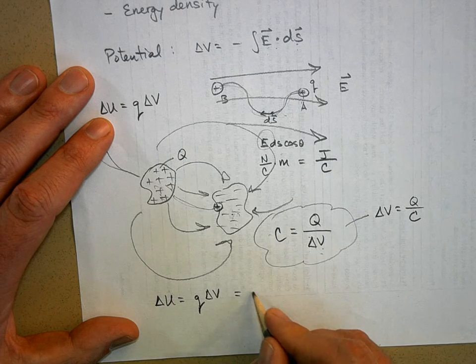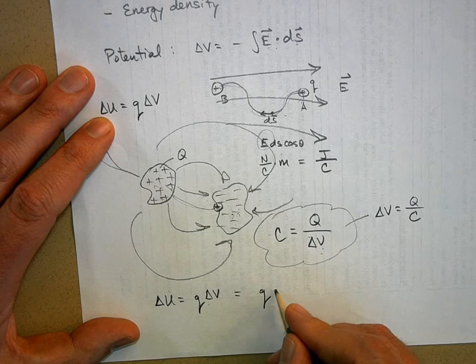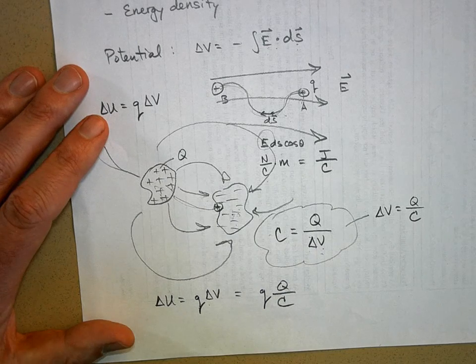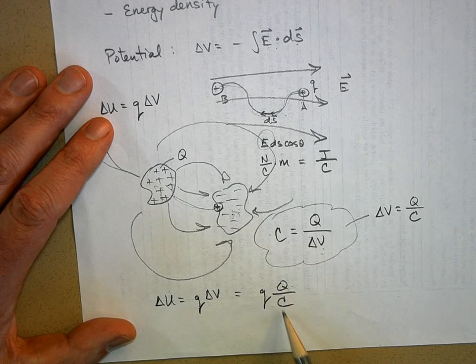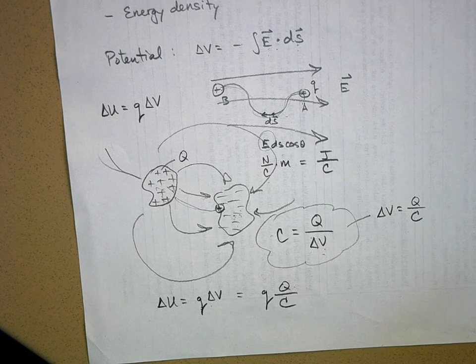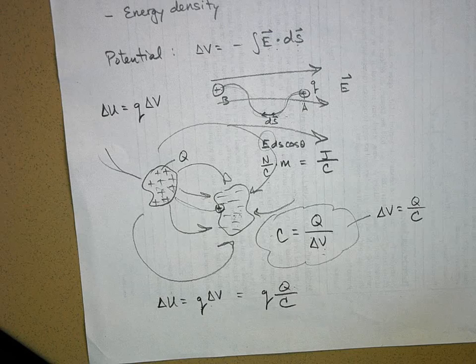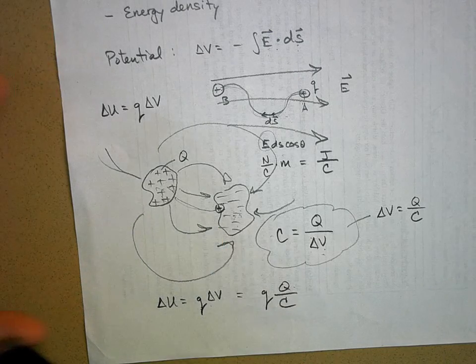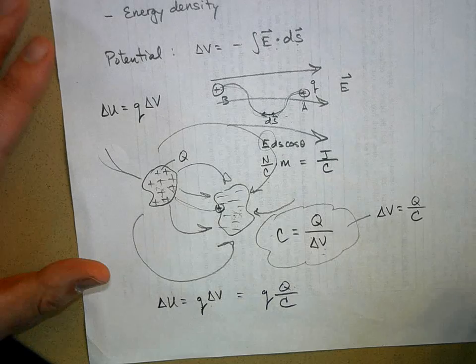So what I can do is do a substitution. I can go Q times the total charge over the capacitance. And you say, oh, okay, it's Q squared over C, or something like that. And you'd be wrong. Because the work done, well, let's take a look at this from the beginning.